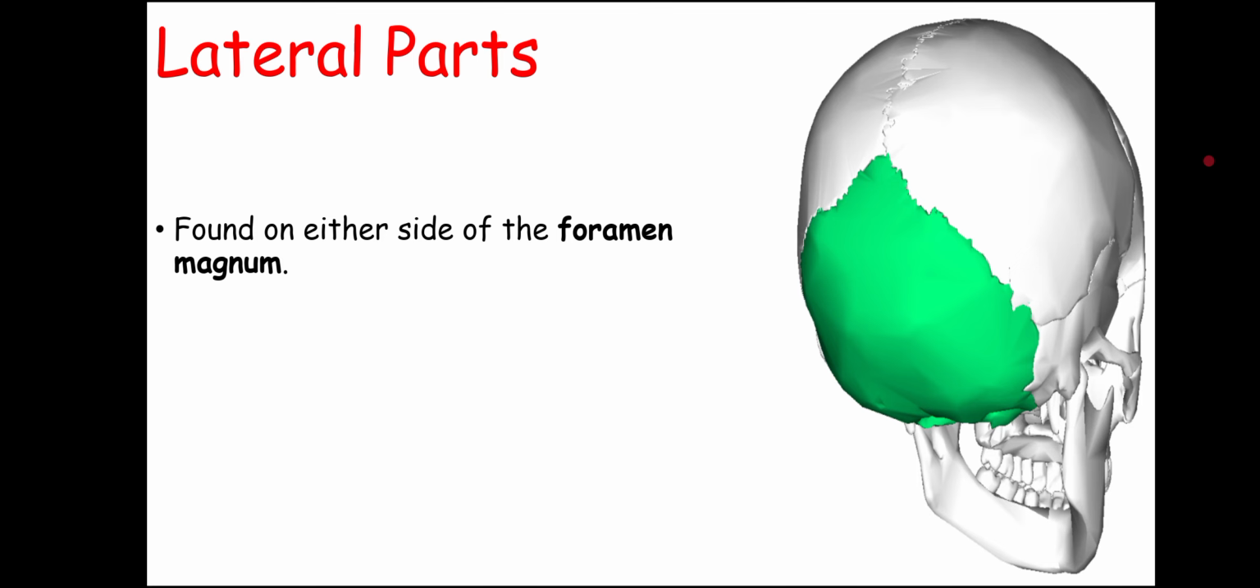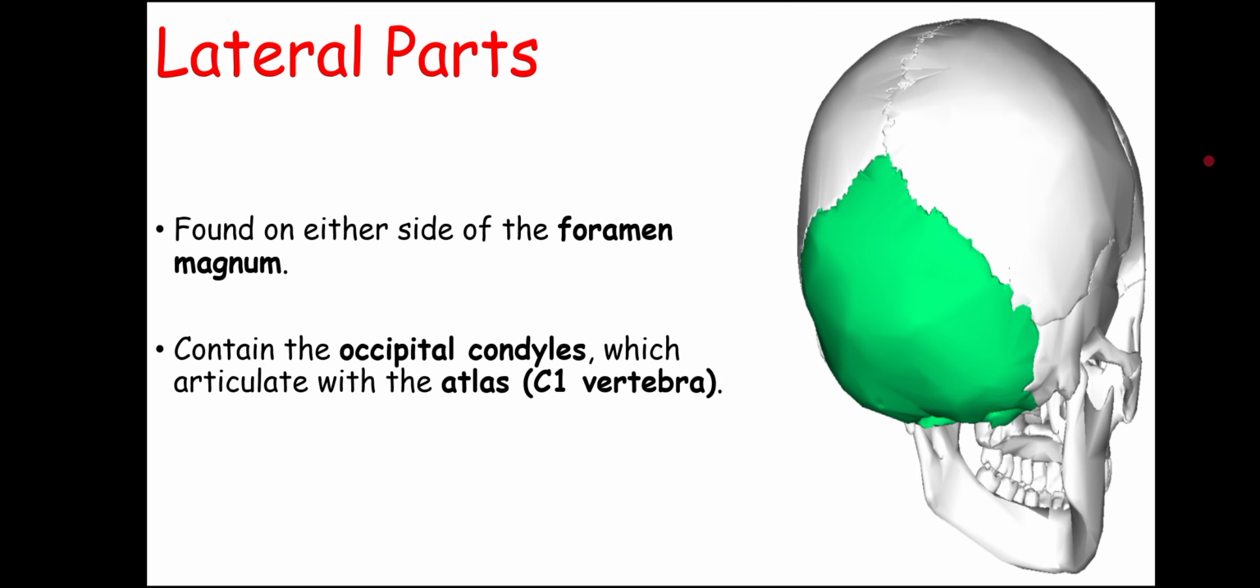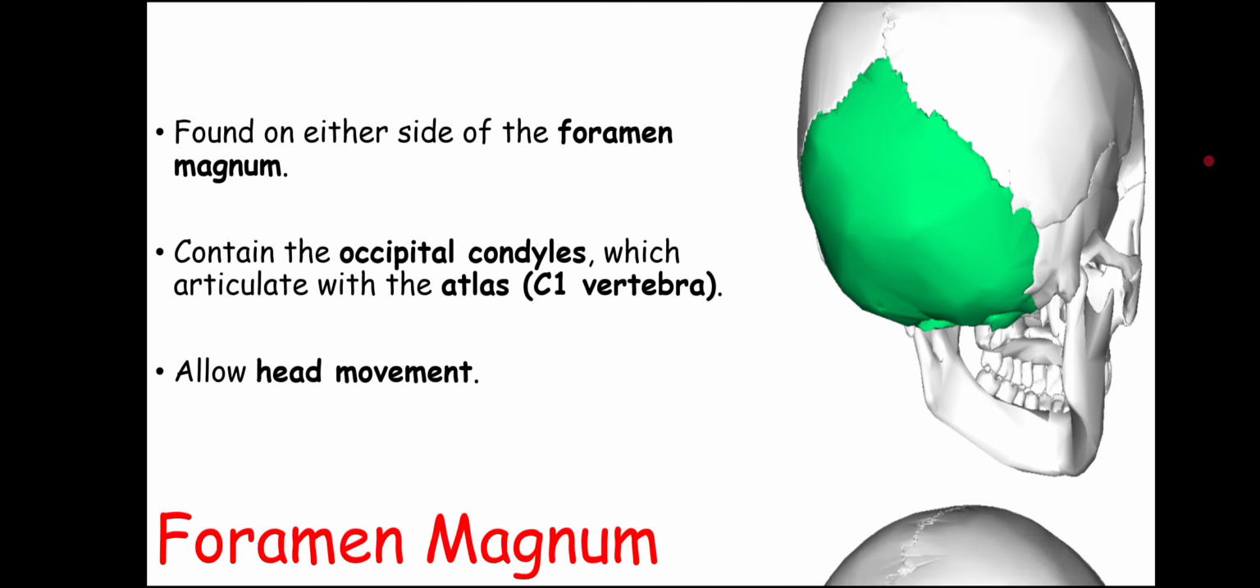Now let's talk about the lateral parts of occipital bone. It is found on either side of foramen magnum, and it contains the occipital condyle which articulates with the atlas, that is C1 vertebra, and it allows head movement.